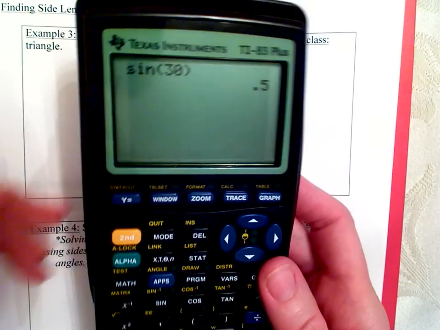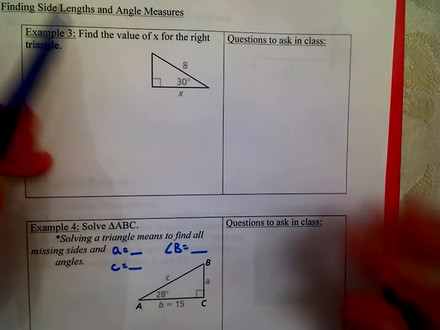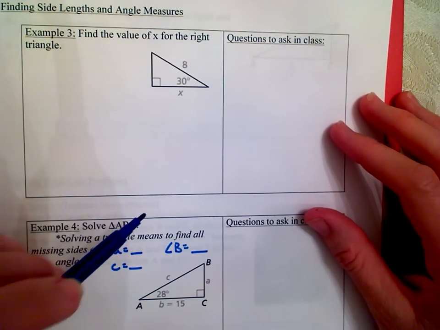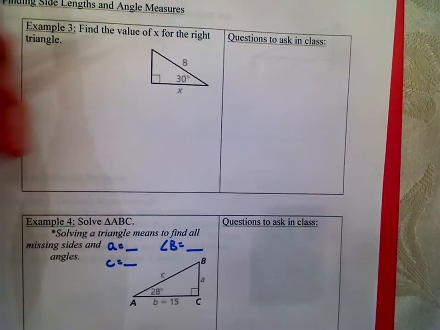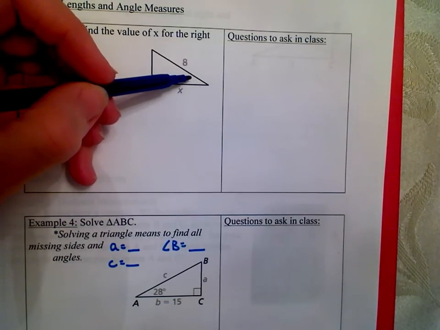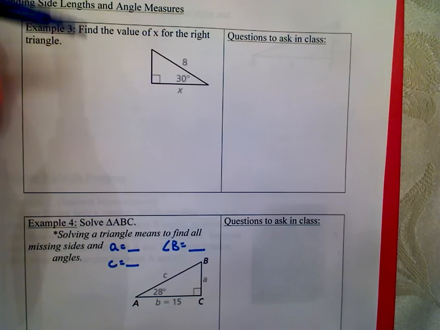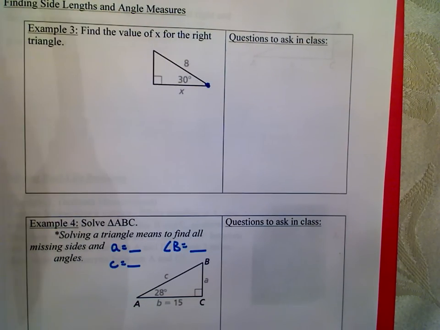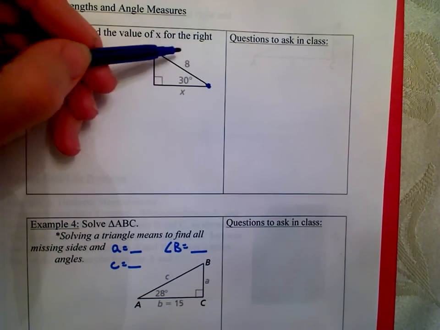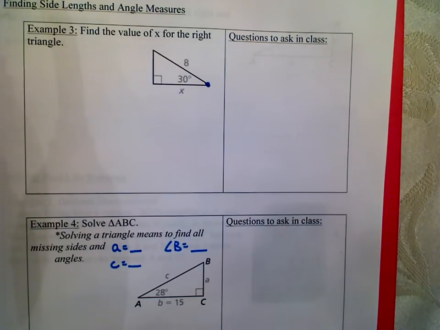Okay? All right, so let's look at this example. It says find the value of x for the right triangle. Well, notice what you're given in the picture. We're given this angle 30. What you want to do is look at what side you were given in relation to this angle. Okay? Well, the first thing I notice is that the hypotenuse was given to me.